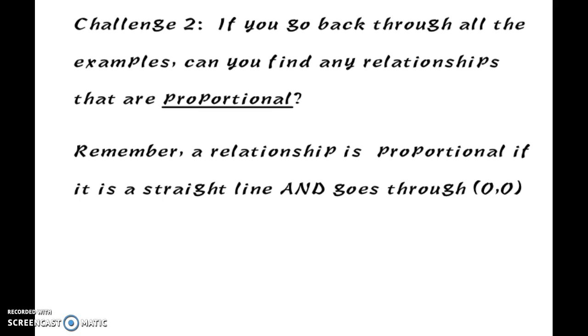Okay, last thing, I'd like you to pause the video and challenge yourself to go back through all the examples. Can you find any relationships that are proportional? Remember, to be proportional, a relationship has to be a straight line and go through 0, 0. So go back and see if you can find any proportional relationships in this lesson. By the way, I only found one.